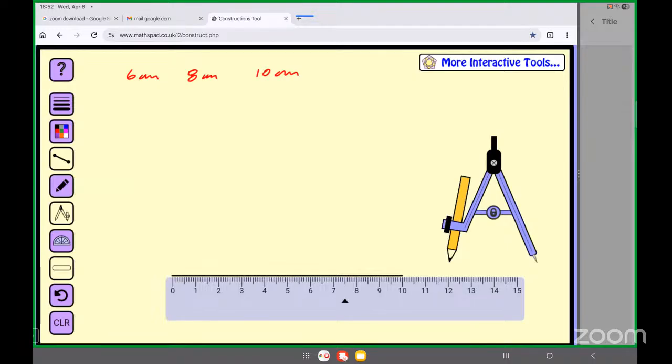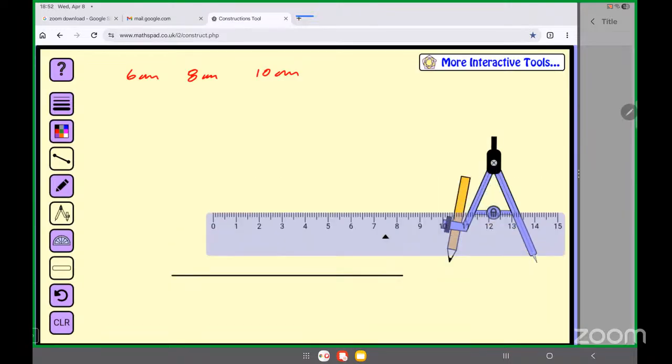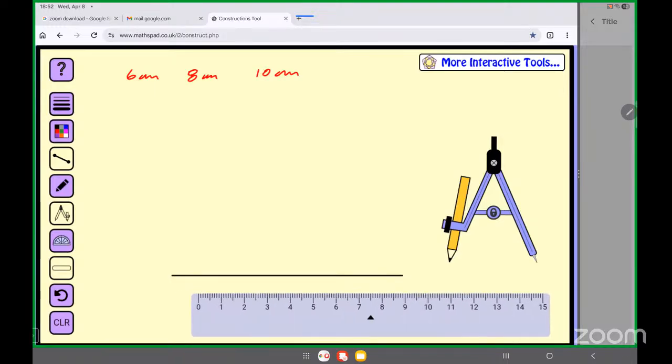Sometimes they will tell you the vertices, but let me just say, let's say just 6, 8, and 10. That's 10, right? And put the ruler here. We're going to use the ruler now. That line is 10. Now I need to draw a 6 centimeter arc from one end and an 8 centimeter arc from the other end to finish the triangle. Where those two arcs meet is the third point for the triangle.